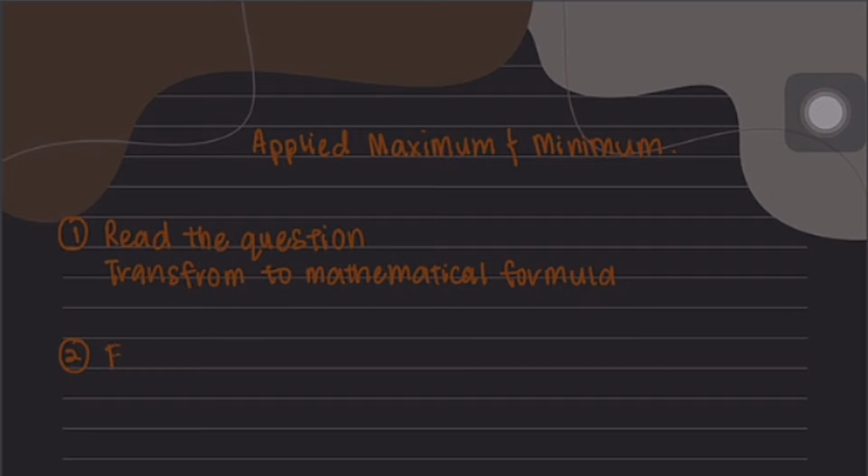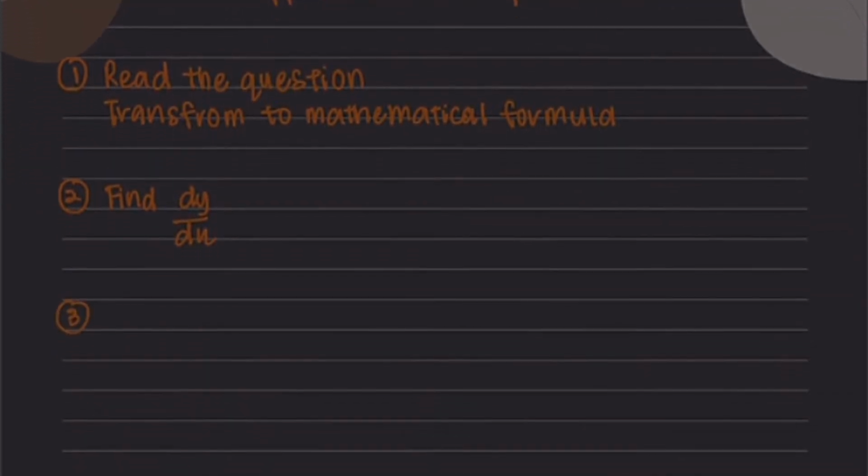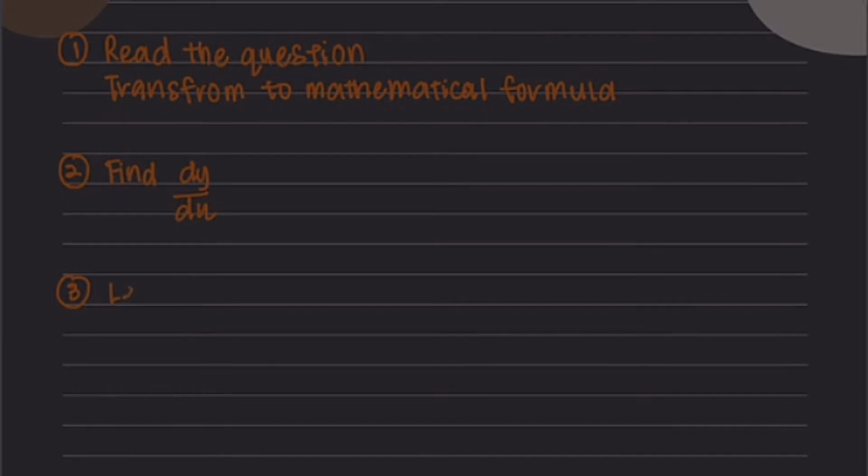Next, we have to find dy over dx. This variable could change according to the variables given in the question. It can be dy over dx, dA over dv, and it depends on the question. After finding dy over dx, we have to let it equal to 0.